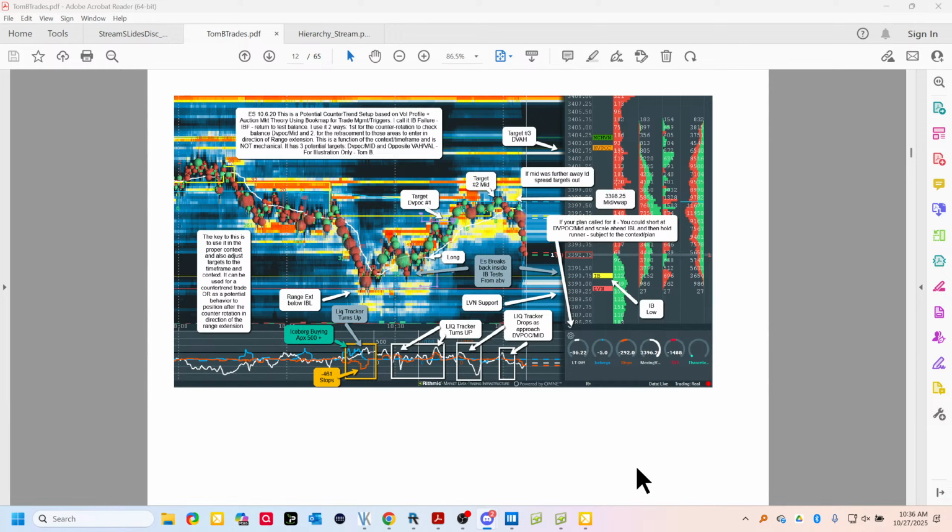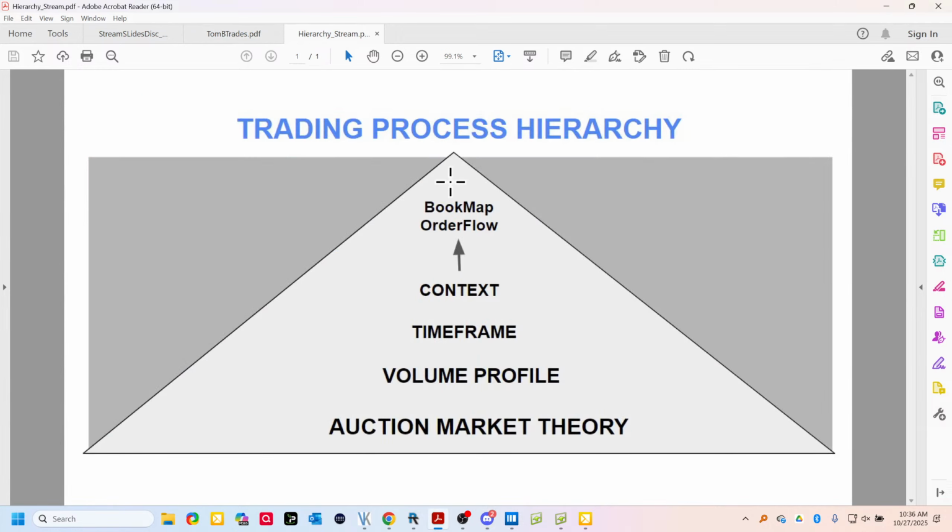Over time, if we have an edge, that's going to result potentially in sustainability. This is the trading process as I view it.